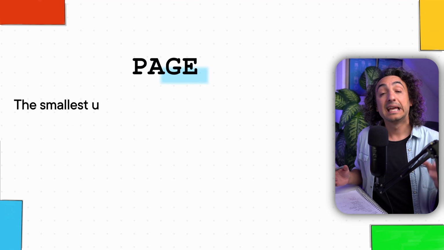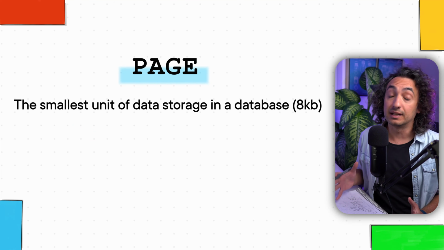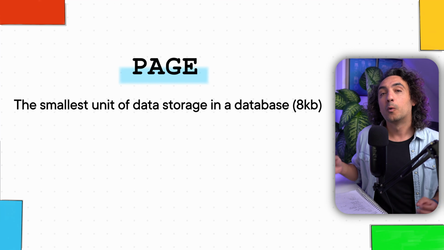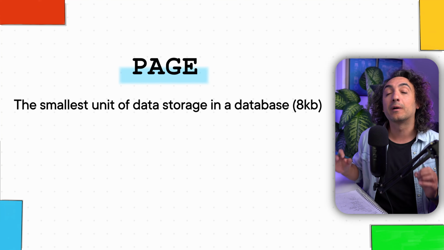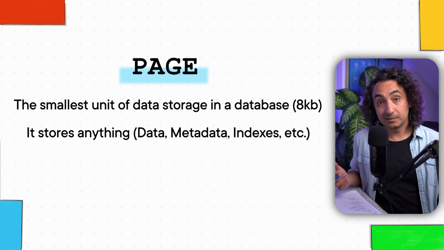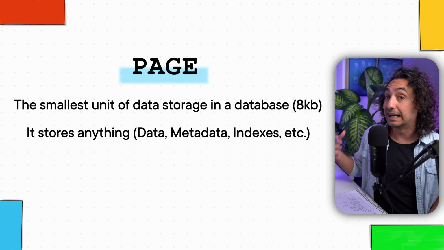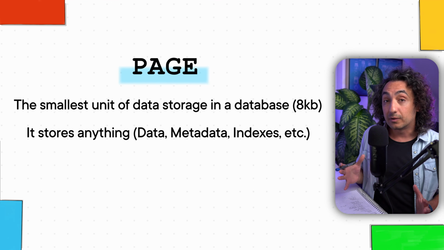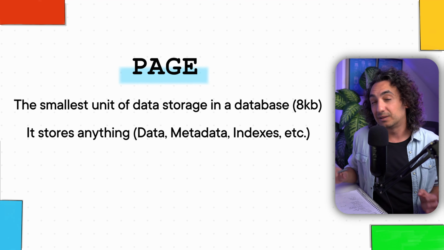A page is the unit of data storage in a database, and it is a fixed size of 8 kilobytes where the SQL database can store anything inside it. It can store the rows of your tables or columns, metadata, indexes, and every time you are interacting with your data, the SQL is reading and writing to those pages.